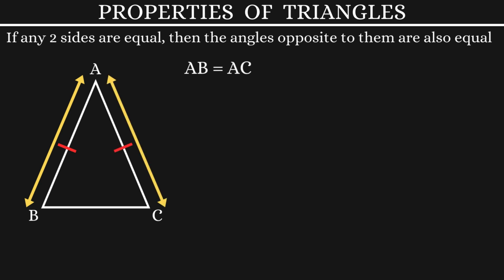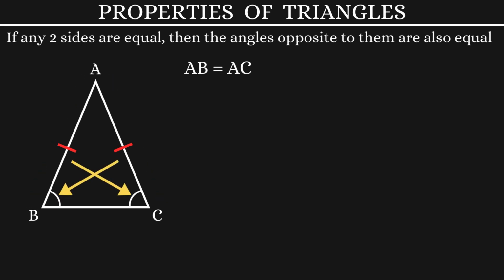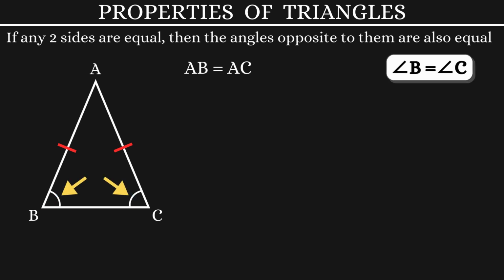The property says that the angles opposite to these two equal sides are equal. So, angle B is equal to angle C. Let's prove this. To do that, let's mark the midpoint of the side BC. Let this point be X. So, BX and XC are equal. Now, let's draw AX.